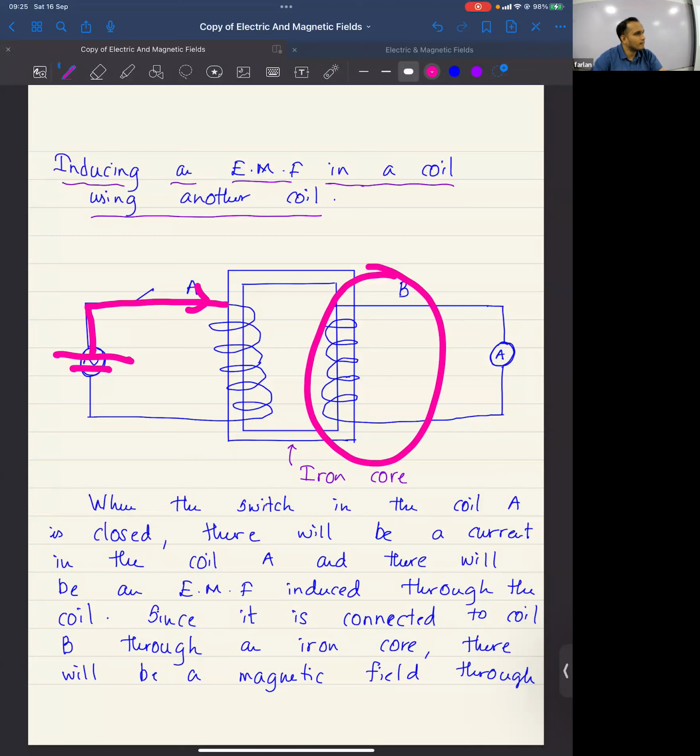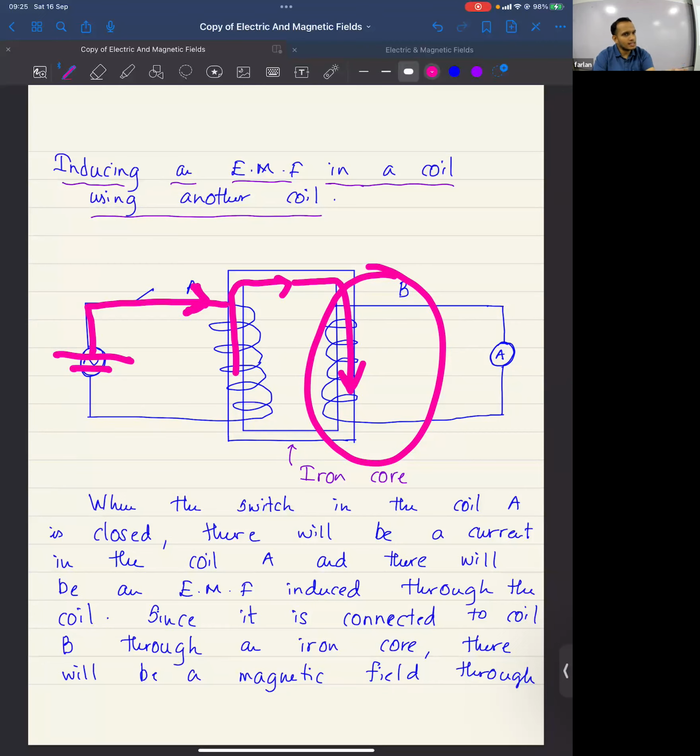There won't be. Why? Because if the current is constant, the magnetic field induced will be constant. The magnetic field induced is constant means the amount of magnetic field lines passing through this coil B will be constant. So that means the magnetic flux linkage through the coil B will be constant. It won't be changing.